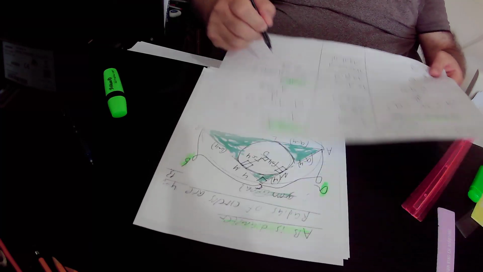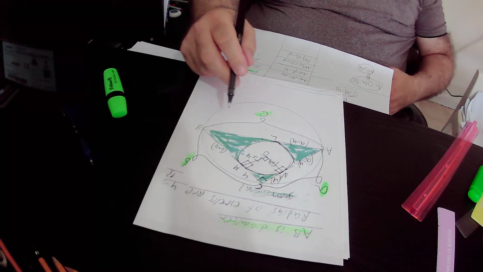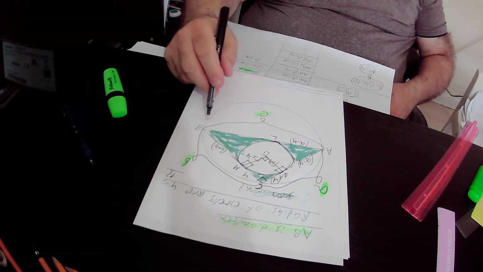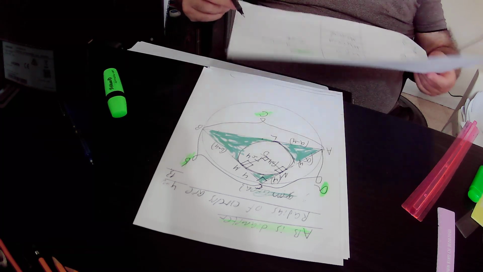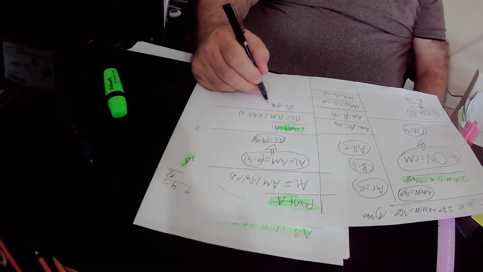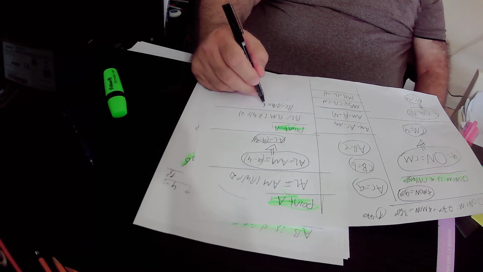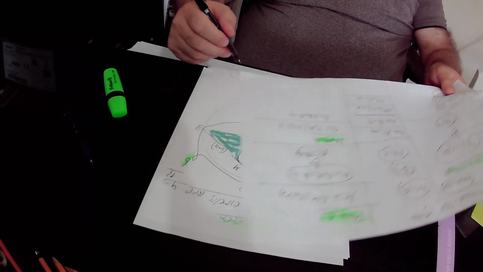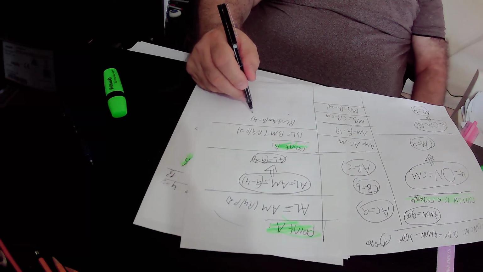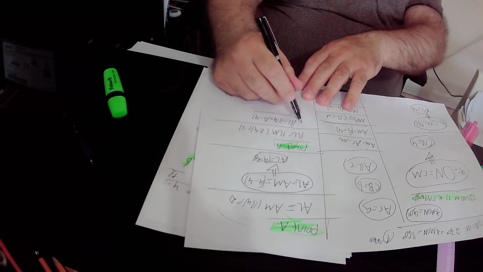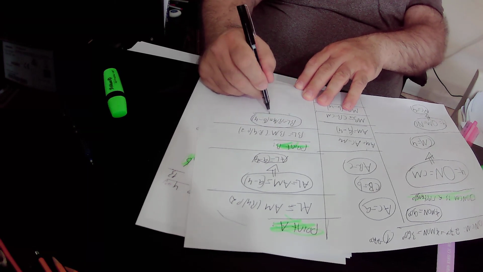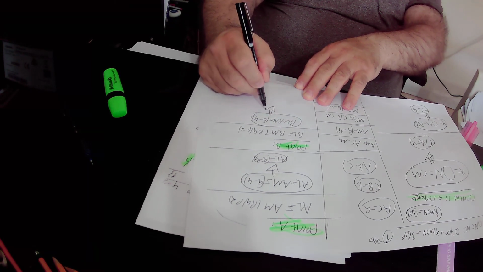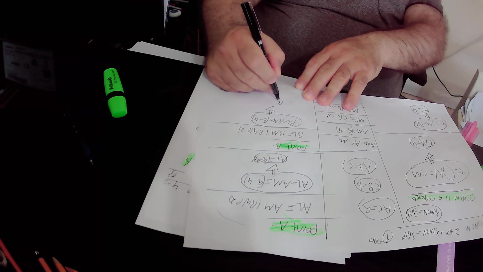So BL equals BM, but we have already found out that BM, or MB, equals B minus 4. So we can write here that BM equals B minus 4. And from this equation, BN equals BM equals B minus 4, we derive that BN is also equal to B minus 4.